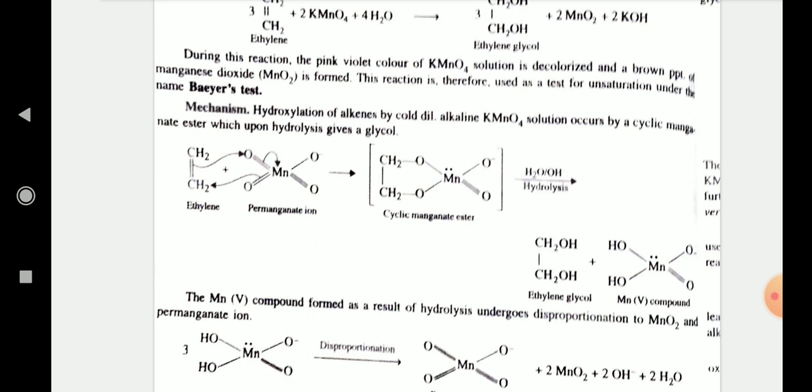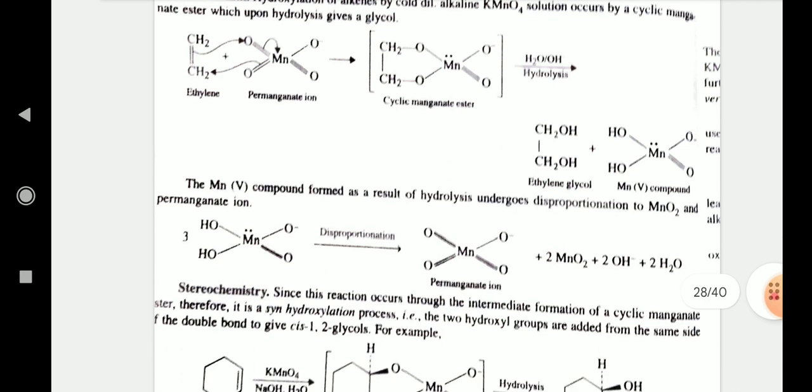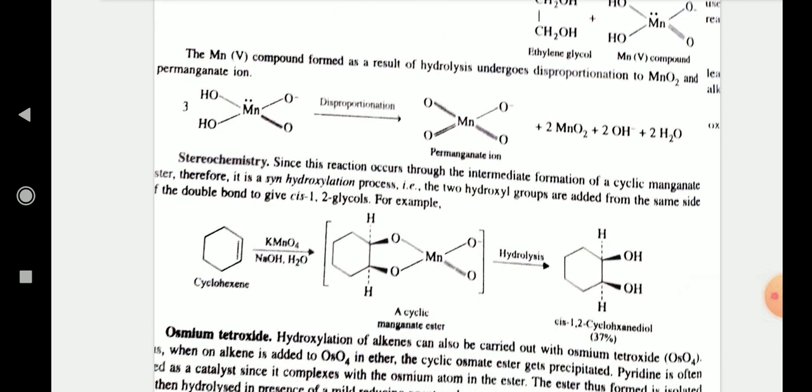Mechanism. Hydroxylation of alkene by cold dilute alkaline KMnO4 solution occurs via a cyclic manganate ester which upon hydrolysis gives a glycol. The Mn(V) compound formed as a result of hydrolysis undergoes disproportionation to Mn(II) and permanganate ion. Stereochemistry. Since the reaction occurs through the intermediate formation of a cyclic manganate ester, it is a syn hydroxylation process, that is, the two hydroxyl groups are added from the same side of the double bond to give cis-1,2-diols.